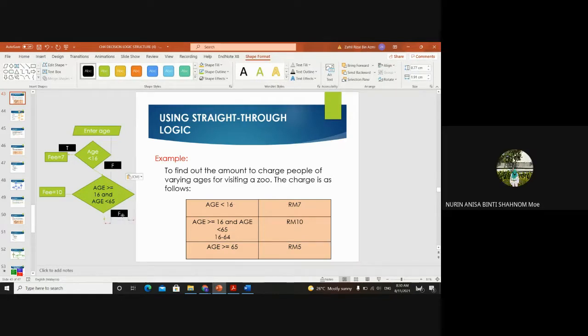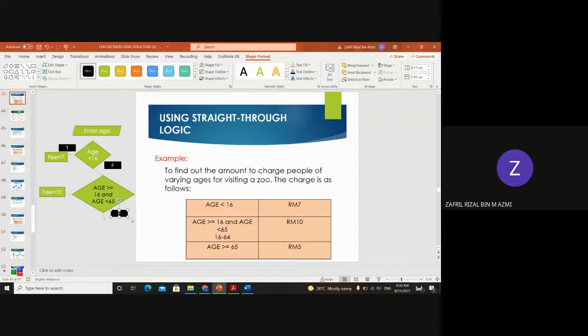Age more or equal than 65. Do we need to add another decision? No, V equal to 5. Don't put another decision. We already discussed it. So let's say we have 3 decisions. Make sure you put 3 minus 1.